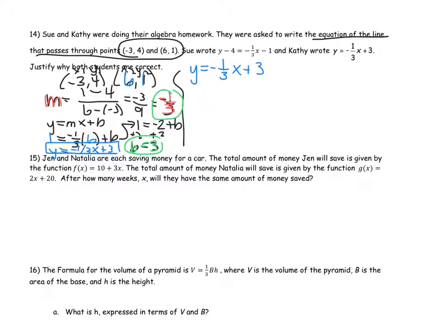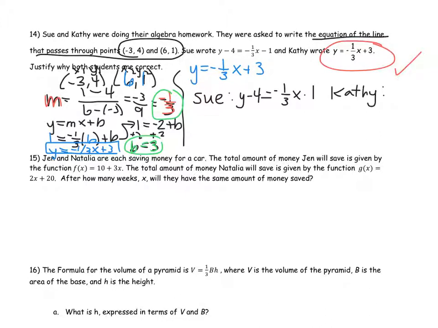Now, Sue wrote y minus 4 is equal to negative 1/3 x minus 1. And Kathy wrote, oh, well, Kathy, we know Kathy's good as gold over here. That's exactly what we want to see. Kathy, we know, is right. All right, Kathy is right.